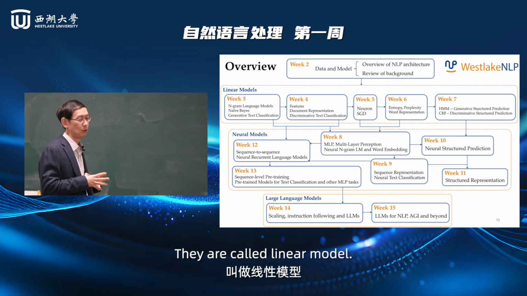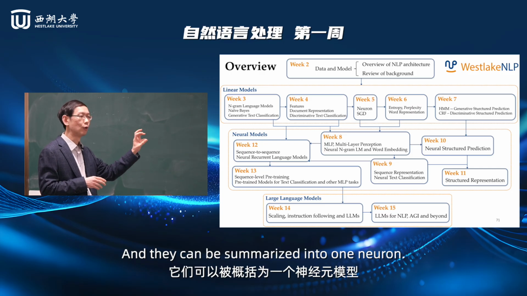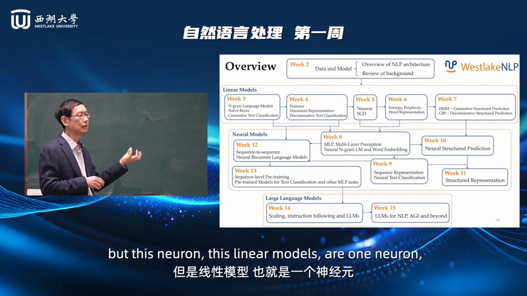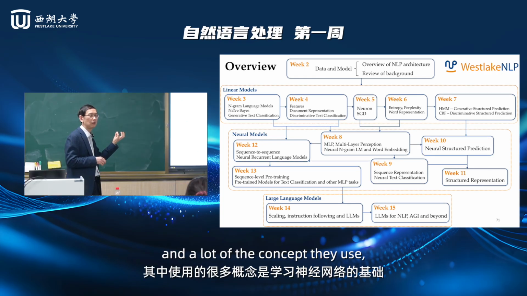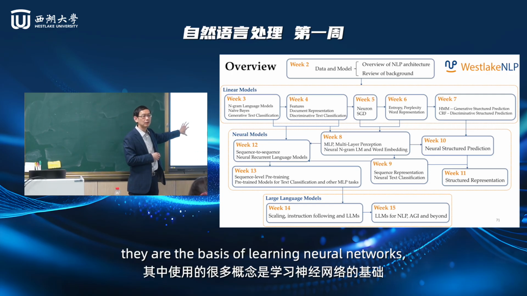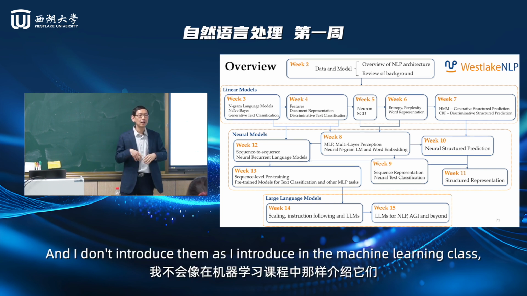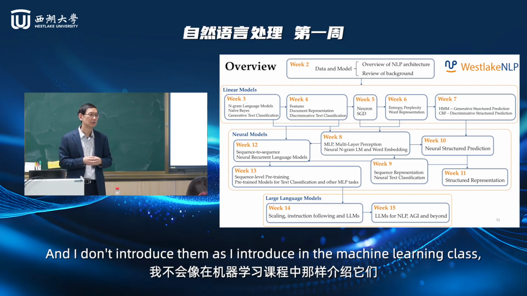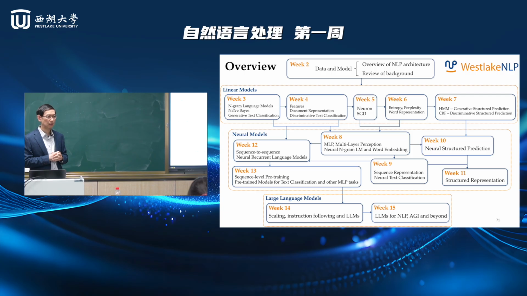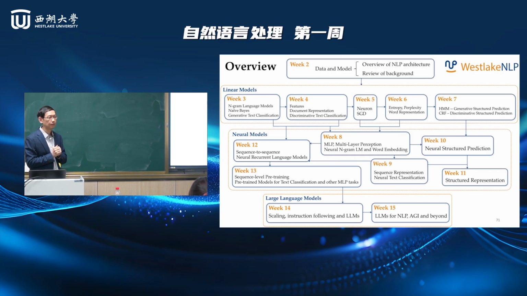So weeks 3, 4, 5, 6, 7, you see I boxed them together. They are called linear models, and I summarize them as one neuron. Nowadays, everything is a neural network, but these linear models are one neuron. And a lot of the concepts they use are the basis of learning neural networks, so you still want to learn them. I don't introduce them as in the machine learning class, but I review them in the background of natural language processing. So we're still introducing natural language processing.